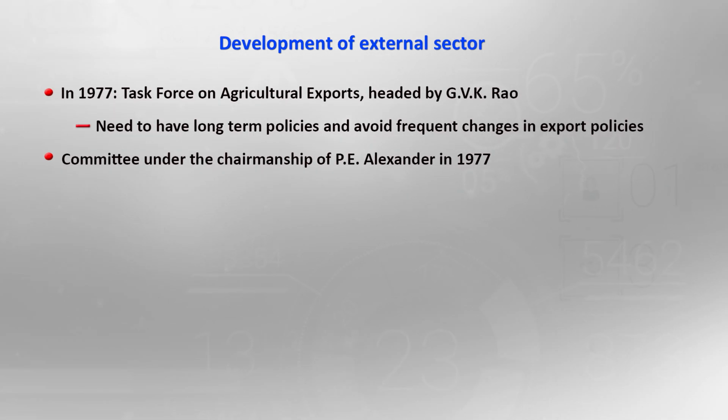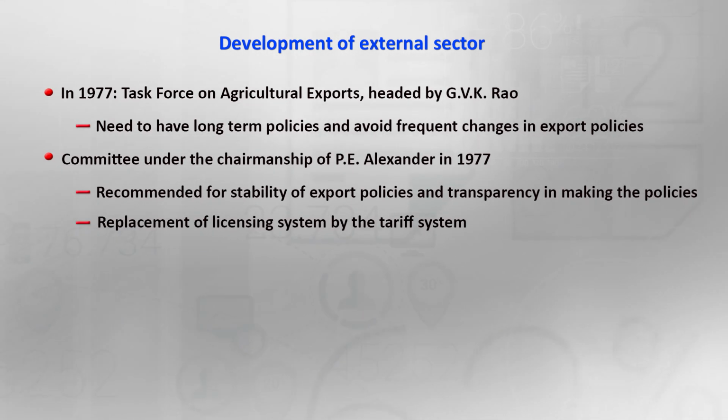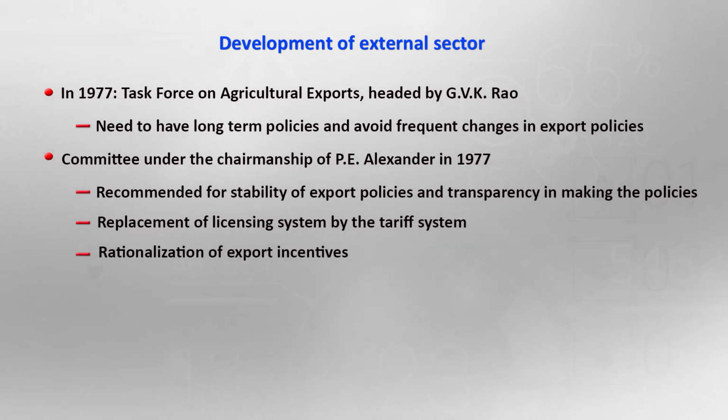Alexander in 1977, that committee was set up, and basically this committee recommended stability of the export policies and transparency in making the policies. This committee also suggested replacing the licensing system or quota system with the tariff system, and regulating export-import activity by putting import and export duties instead of quota restriction.